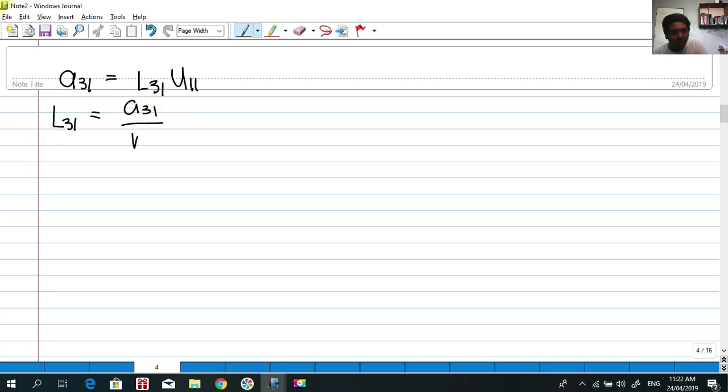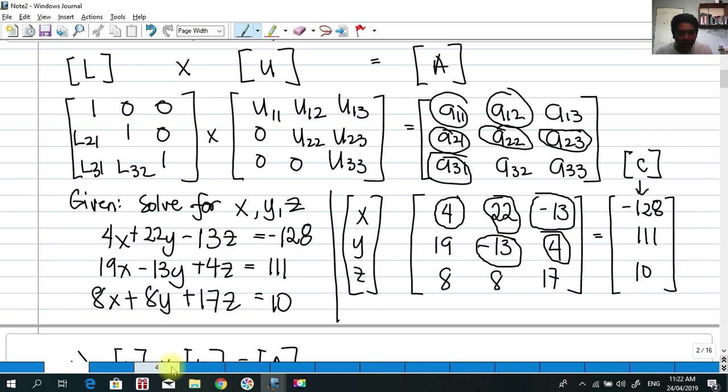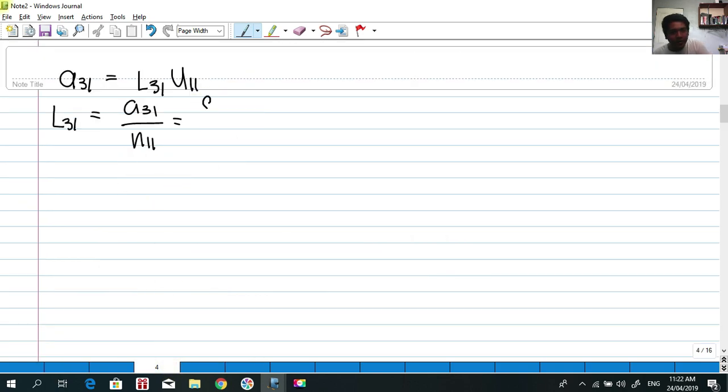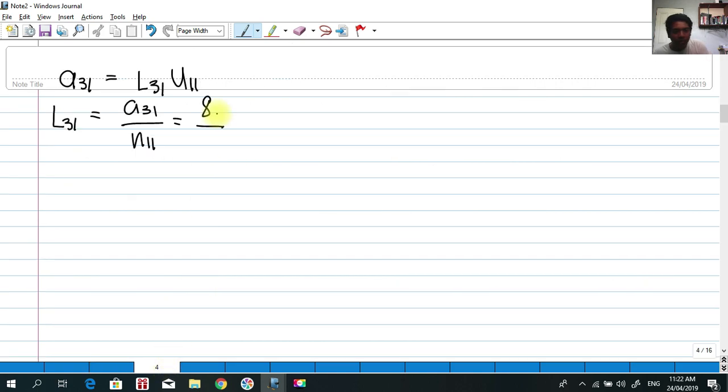L31 is A31 over U11. The value of A31, row 3, column 1, is 8. So 8 divided by the value of U11. U11 is equal to 4, as we computed. So 8 over 4 is simply 2. And we have to get A32 next.